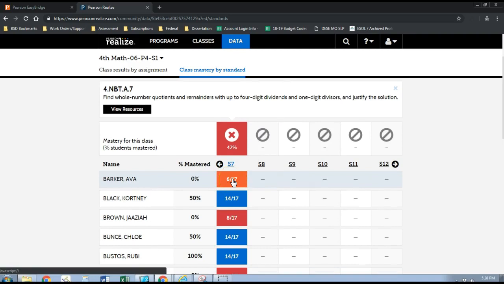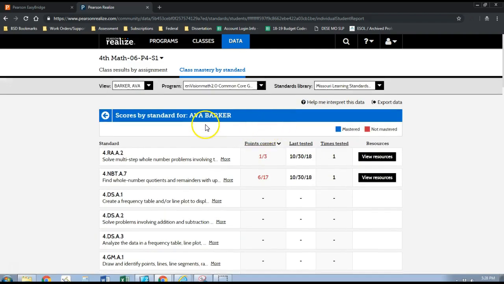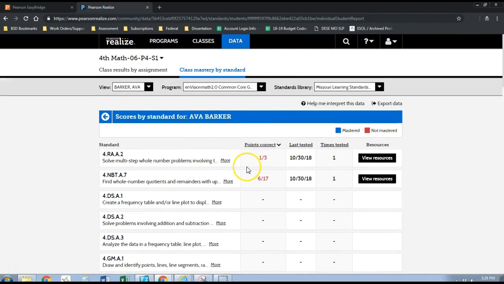So if I click on the student to see when that was tested, I look here and I see that was tested on 10/30/2018, so not too long ago, just about a week ago. And the reason that we know this is because we had to dig deep to find data sometimes and to be able to put things on report cards.